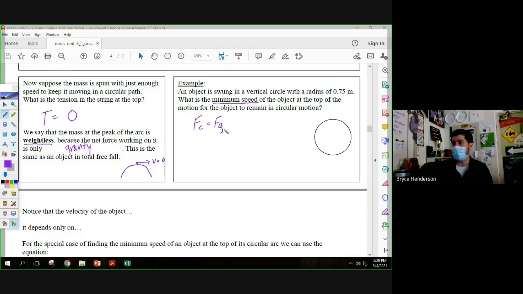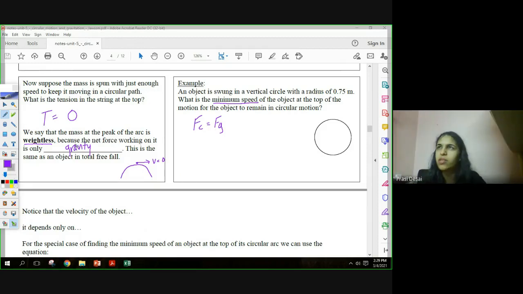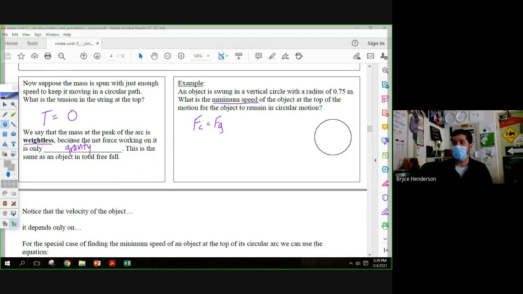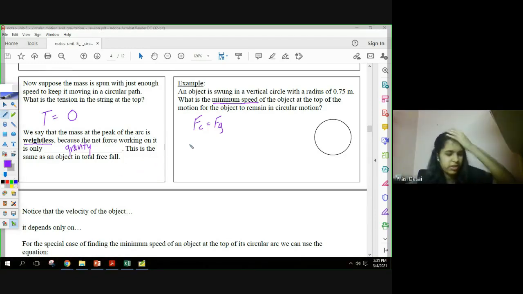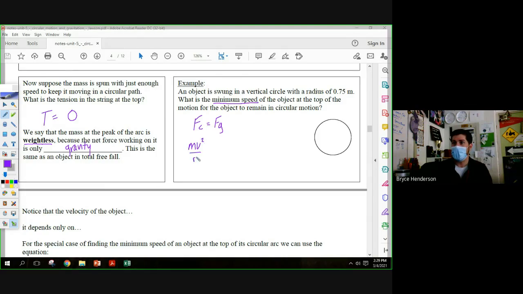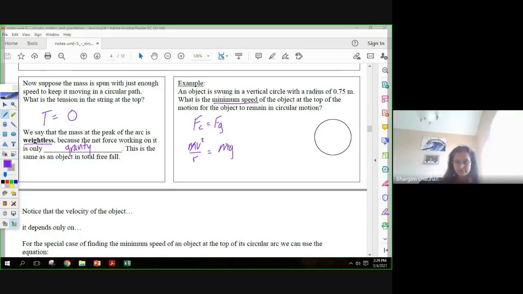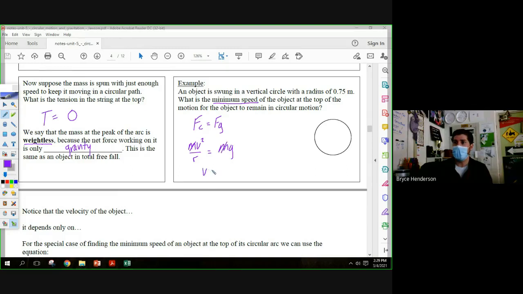And we're going to model this in just a second with a bucket of water. Is this what the book was talking about when it said something about critical velocity? Yes, most likely. Big brain. Thank you. This would be mv squared over r equals mg. What can we do with the masses then? We cancel them. And so we would have v is equal to the square root of g times r.